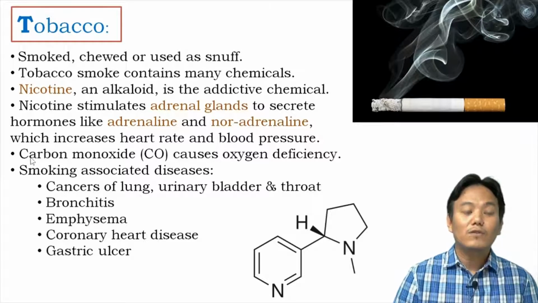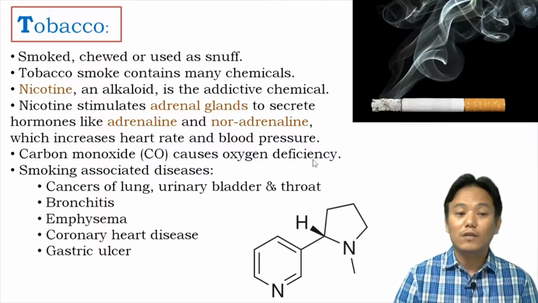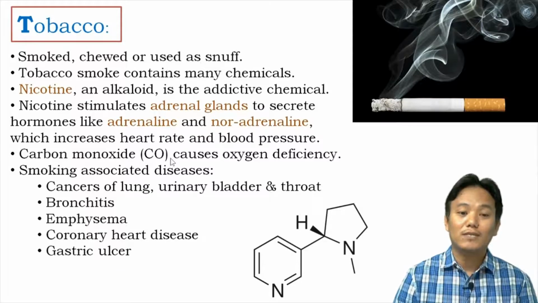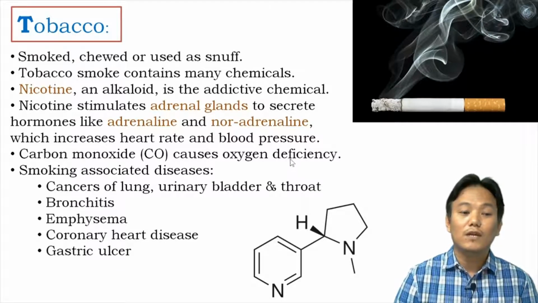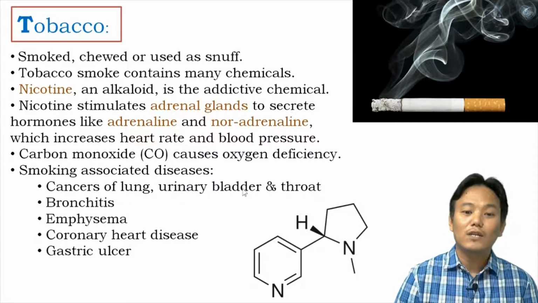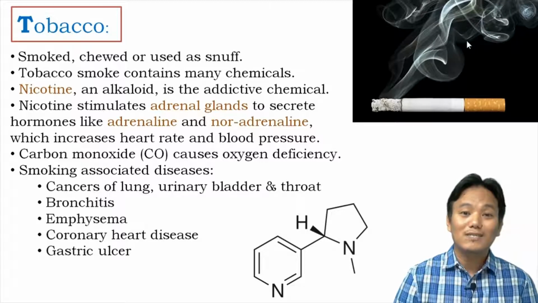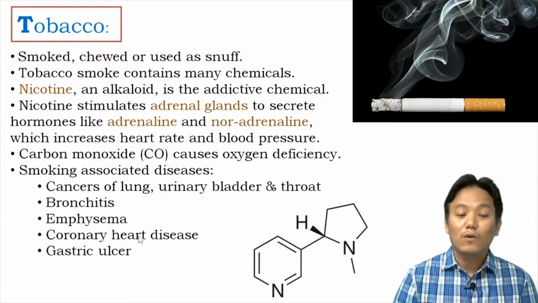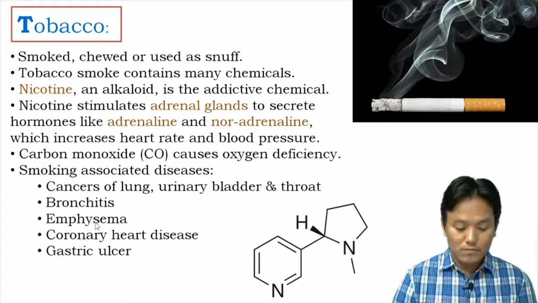Now apart from that, we also have carbon monoxide present inside the smoke, and it causes oxygen deficiency within the body, right? Carbon monoxide can bind to the hemoglobin and reduce its oxygen carrying capacity, and therefore it causes oxygen deficiency. And smoking is also associated with diseases like cancers of the lung, urinary bladder, and throat. I told you tobacco smoke contains different carcinogens, right? So they are responsible for causing cancers, right? And it is also responsible for causing diseases like bronchitis, emphysema, coronary heart disease, and gastric ulcer as well, right? So that is about tobacco.